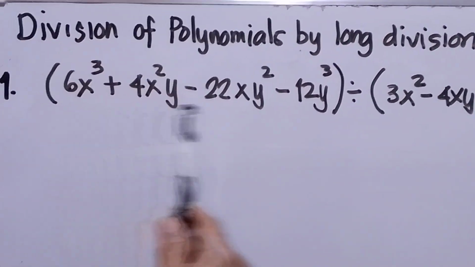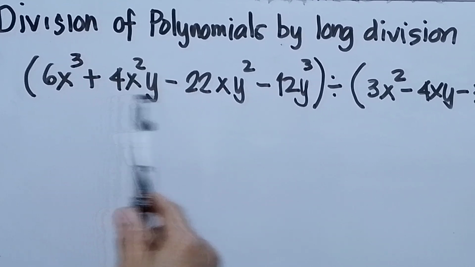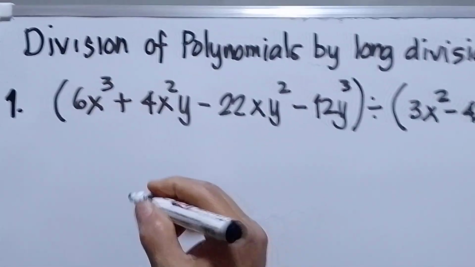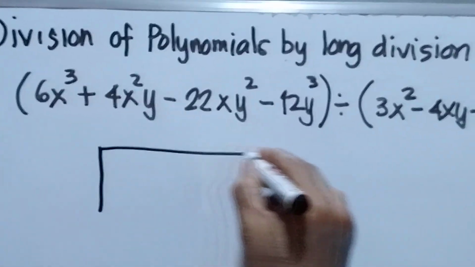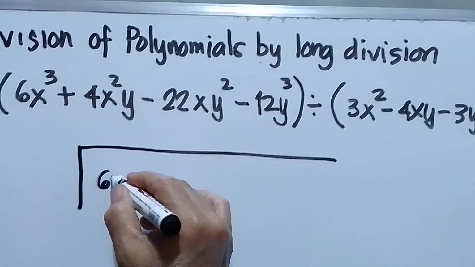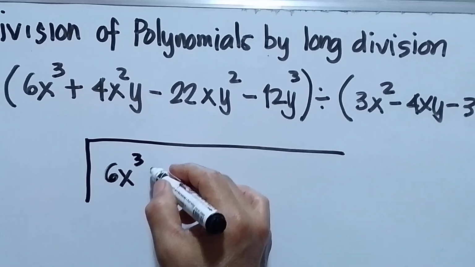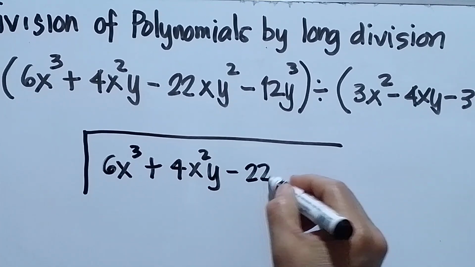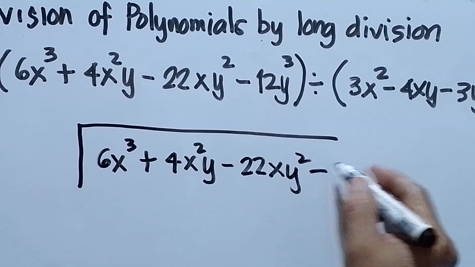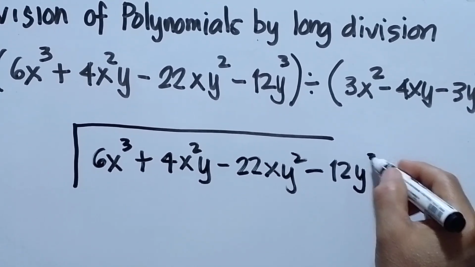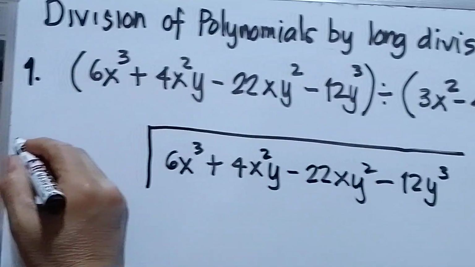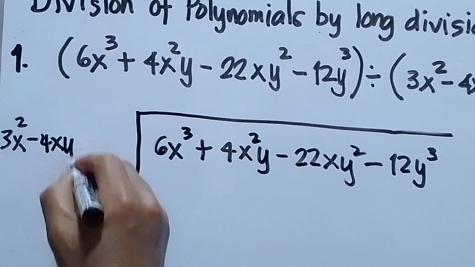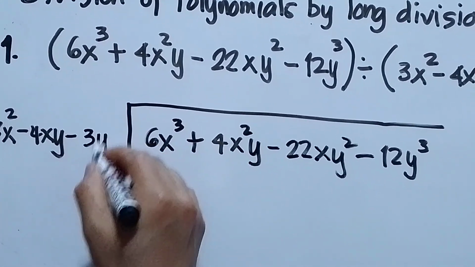So I have here the dividend. I have 4 terms in the dividend and 3 terms in my divisor. To write in a formal form, I need to make a long division. Then I need to write the dividend 6x cubed plus 4x squared y minus 22x y squared minus 12y cubed. And then the divisor is 3x squared minus 4xy minus 3y squared.